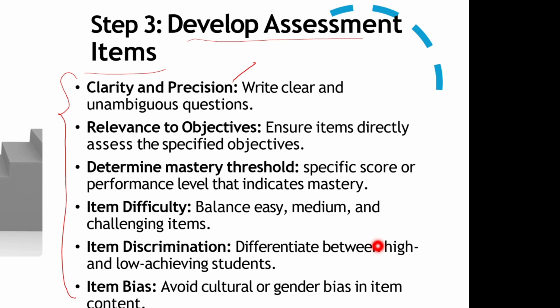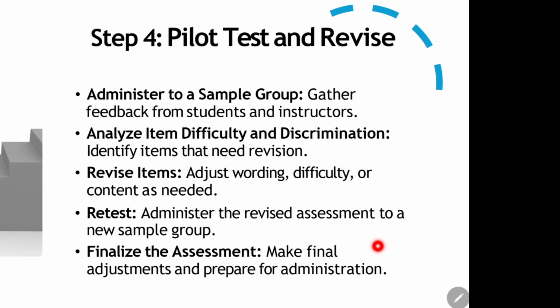Threshold. Okay, item difficulty is based on your learner target. You must balance between the easy, medium, and also the challenging item. Okay, item discrimination. You cannot have discrimination. The assessment we give should be in between high and also low, the average. Item bias. The assessment we develop should not be biased. We should avoid culture or gender bias inside the assessment we develop.